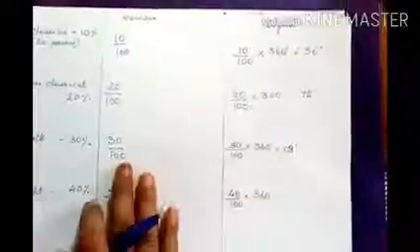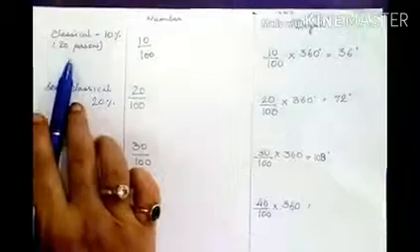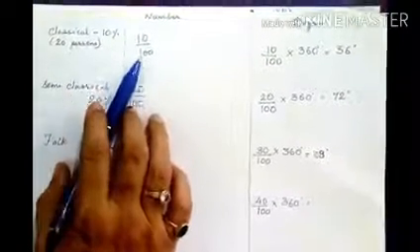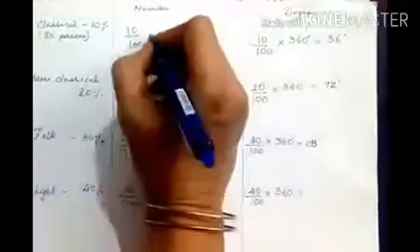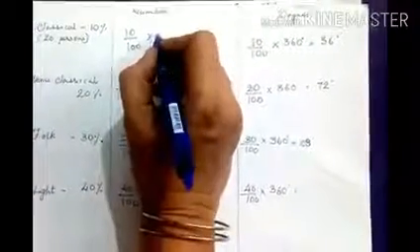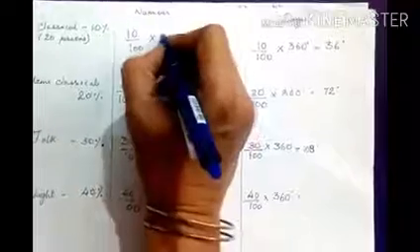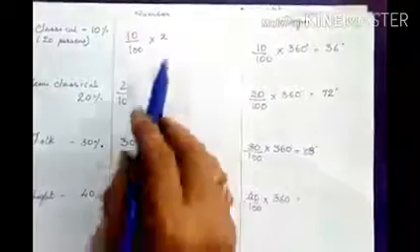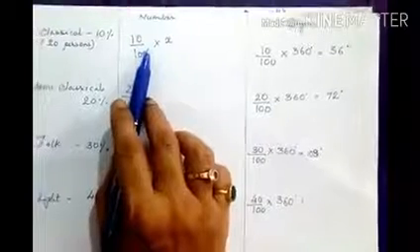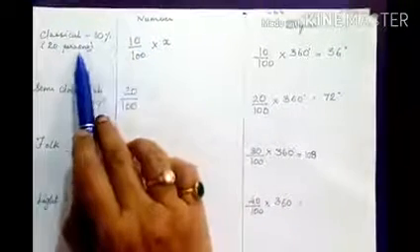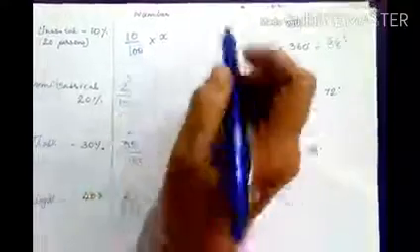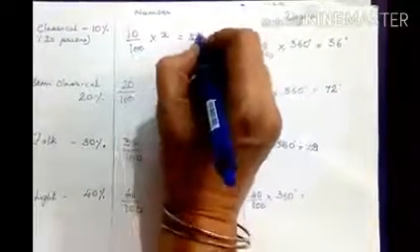Now coming to finding the numbers. Here only one thing is given to us, that 20 people like classical music. So 10 upon 100, if we want to find the total, we need to multiply with the total number of people. But here the total number of people is not known, so we'll put it as x, because we don't know how many are the total number of people. We only know that 10% means 20 people. So 10% of some number gave me 20.